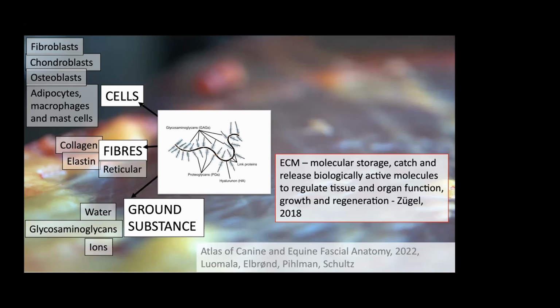And here is an example of the glycosaminoglycan, which is hyaluronan, which is very important when we are looking at the fascia and the layers of the fascia, because the loose connective tissue is holding a lot of hyaluronan, and it is giving this kind of liquid surface for that one.